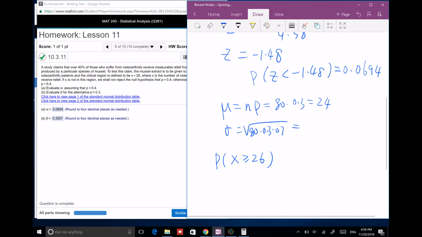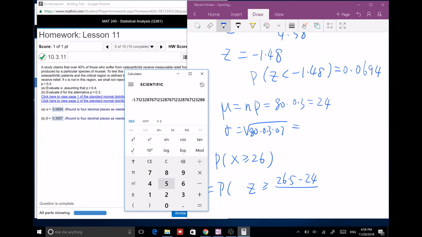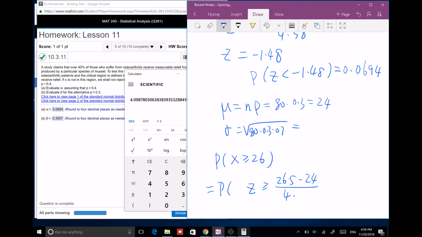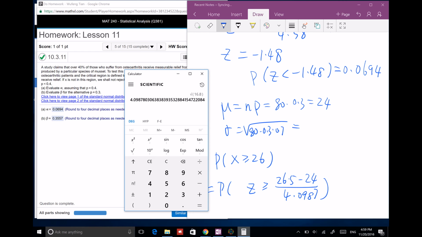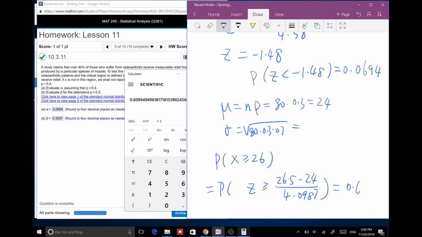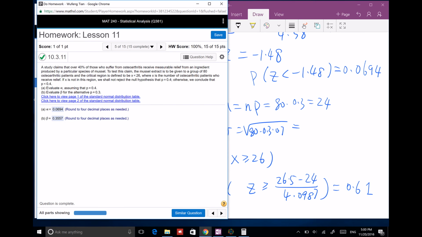So you have to do P(Z is less than or equal to (26.5 minus 24) over sigma). What is sigma? 80 times 0.3 times 0.7 equals, take a square root, 4.0987. So 26.5 minus 24 divided by 4.0987 equals 0.61. Okay, so Z is bigger than 0.61. Let's just find out 0.61.